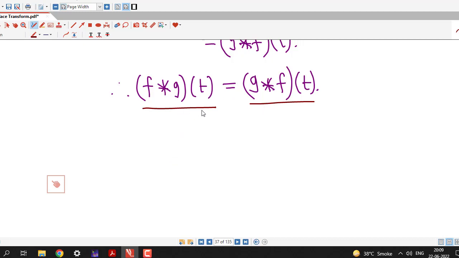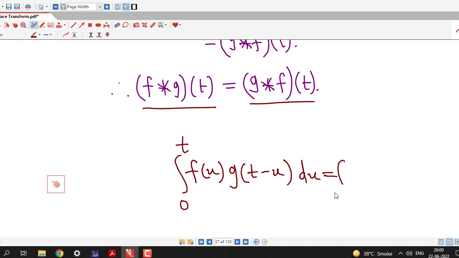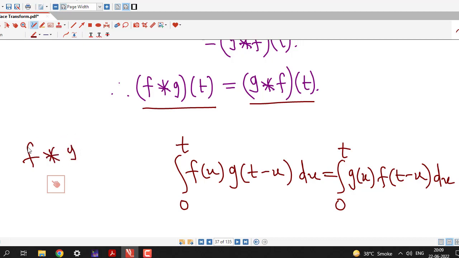This property is helpful in deciding, since we know that f star g and g star f are equal, and in the definition of convolution we consider f of u, g of t minus u, du, and this we can rewrite as the integral from 0 to t of g of u, f of t minus u, du. So suppose I have the convolution of two functions f and g, then I will consider as f the function for which I can easily find f of u, and I will consider as g the function for which I am comfortable with t minus u.